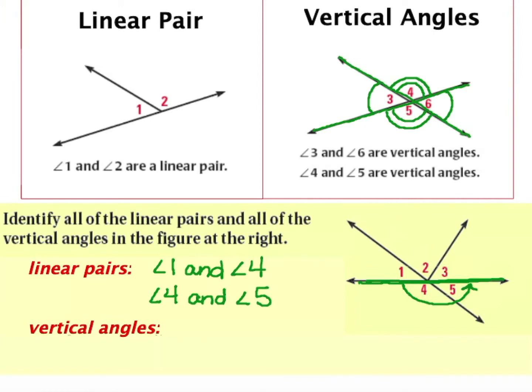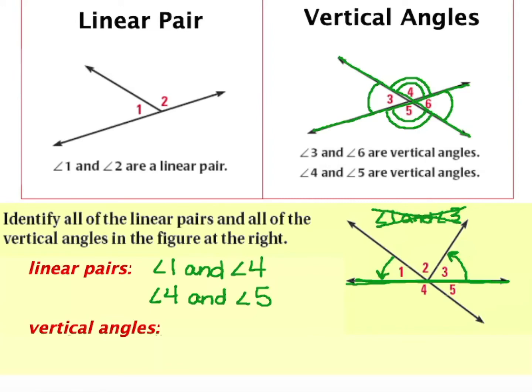And then a common mistake that I've seen when people have answered this, a lot of people sometimes say angle 1 and angle 3, because technically angle 1 and angle 3 make that straight line. The problem there is that it skips over angle 2. And also, technically, in order to be a linear pair, you have to have a shared side. You have to be adjacent angles. So 1 and 3, not a linear pair.